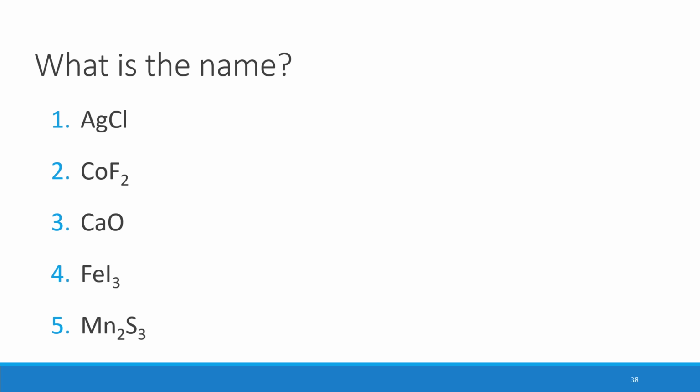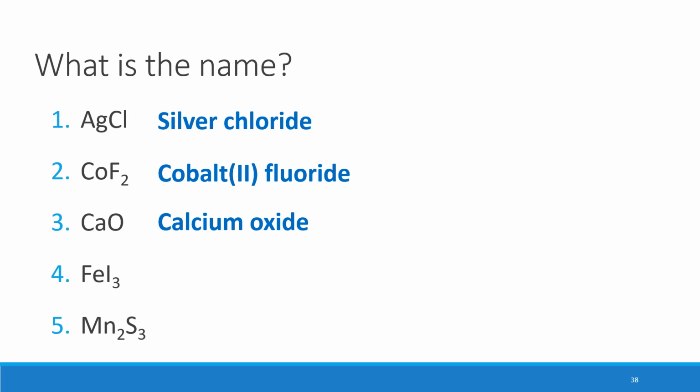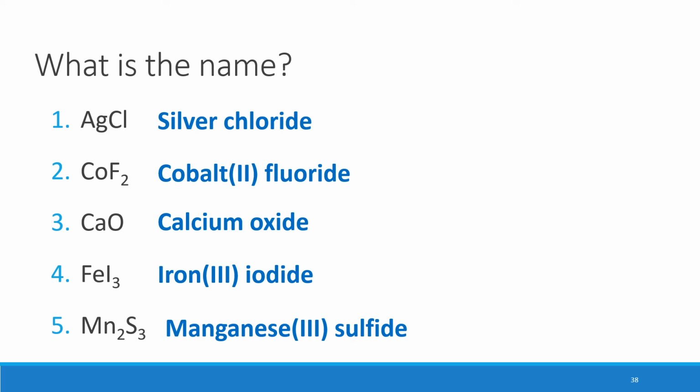Okay, so what are the names of these? Pause it, give it a try. And here are the answers. Silver chloride. Even though silver is in the middle of the table, it doesn't need a Roman numeral, it only makes a 1 plus charge, so that can be left out. Technically, it wouldn't be wrong to call it silver(I) chloride. Cobalt(II) fluoride, calcium oxide, iron(III) iodide, and manganese(III) sulfide.